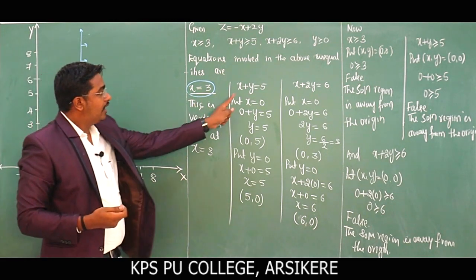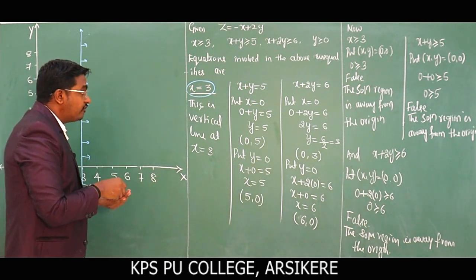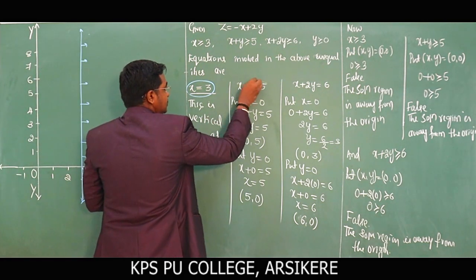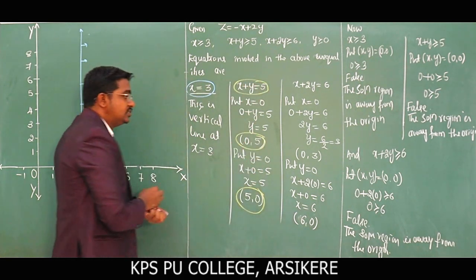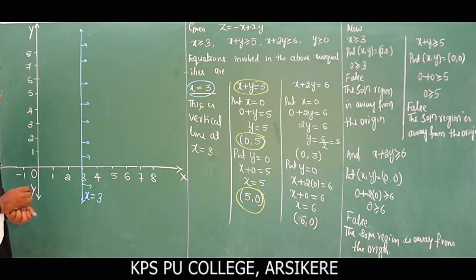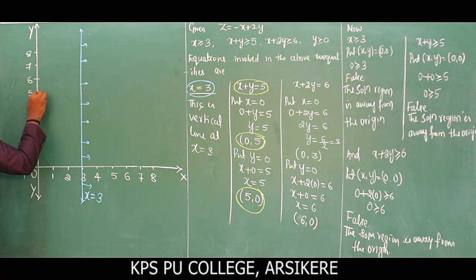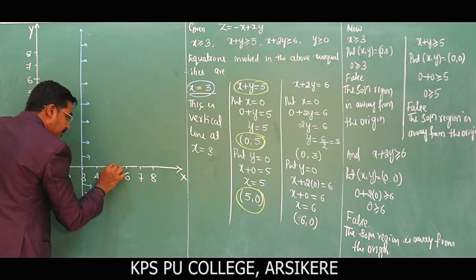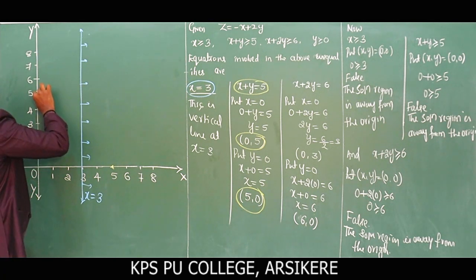Second one is x plus y is equal to 5. The corresponding points of intersection on the y axis and x axis are (0, 5) and (5, 0). So (0, 5) is the point on the y axis, and another point here is (5, 0). So join these 2 points.